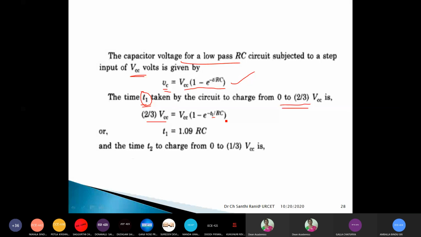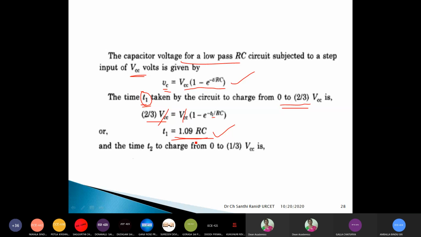Same way we calculated the time period for the monostable multivibrator, here also we will calculate in the same manner. I have done the internal calculations for monostable, and since I have shown you the way, I am not doing all the internal calculations. VCC gets cancelled. 2/3 minus 1 is equal to minus e power minus t1 by RC. Then you just calculate and tell me, t1 will be 1.09 RC or 1.1 RC, whatever you get.